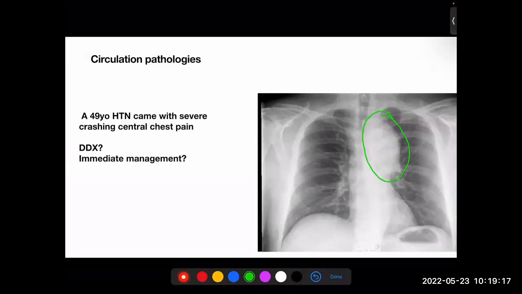An aneurysm. Okay, it could be an aneurysm, but something more dramatic than an aneurysm could happen in a 49-year-old hypertensive with crushing central chest pain. Aortic dissection. Yes, it's a dissection.